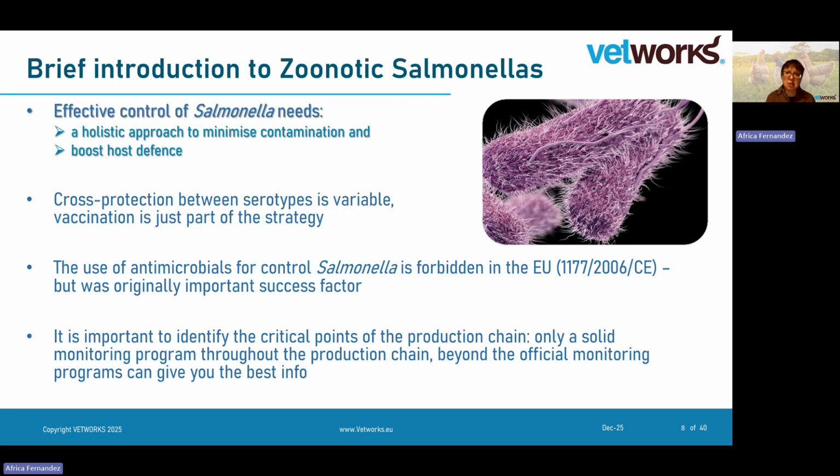So it's important to identify the critical control points in the production chain and develop a solid monitoring program through the chain, beyond the official monitoring. If we want to understand how Salmonella moves within our organization, how it enters the organization, if we want to really control it, we may not be able to eliminate it, but control is key.